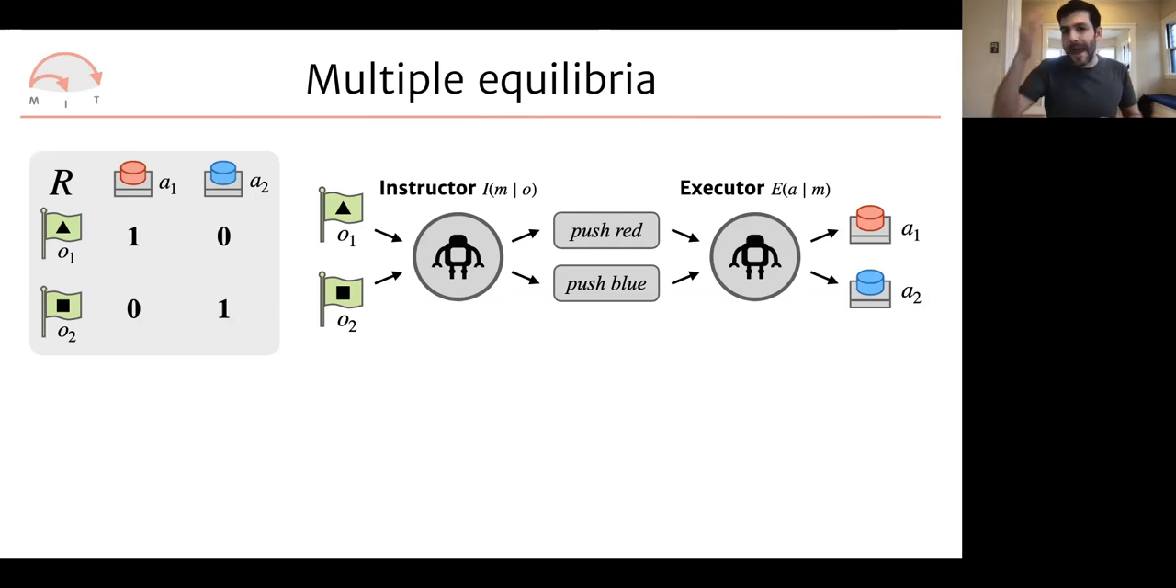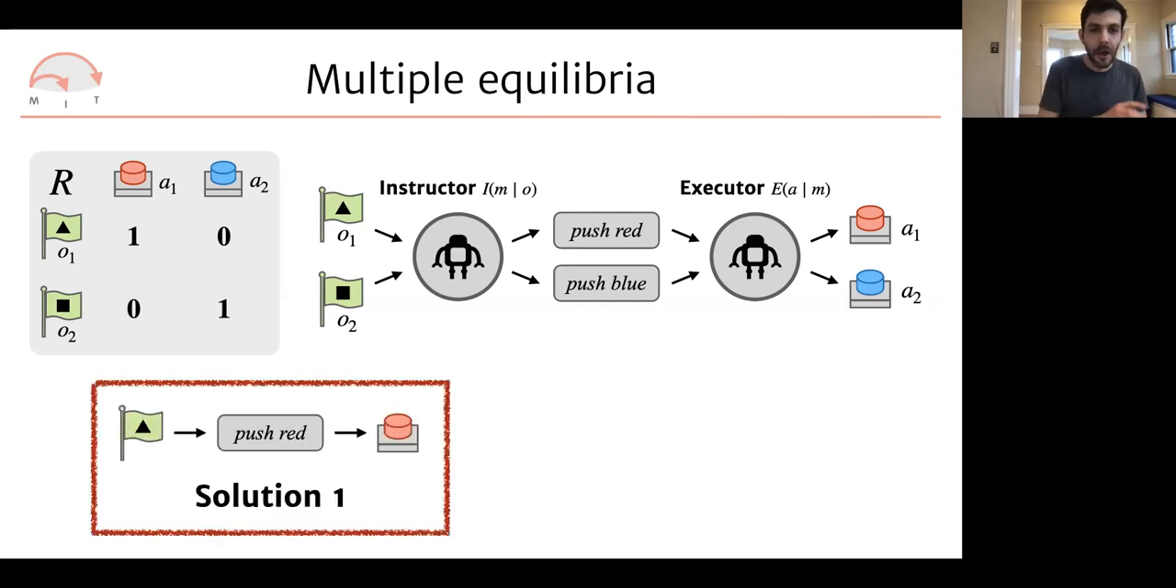But taking a step back and thinking just about the push red, push blue kinds of scenarios, notice that even if we restrict ourselves to this protocol, there are actually two solutions to this game, right? One of them is that when there's a triangle, the agent says push red, and the agent pushes the red button. And if this happens, everyone's going to get a reward of 1.